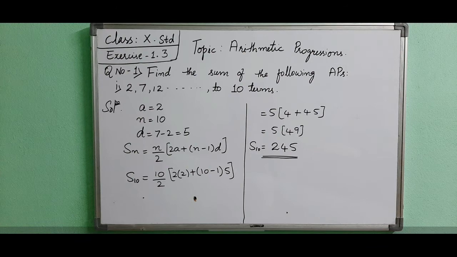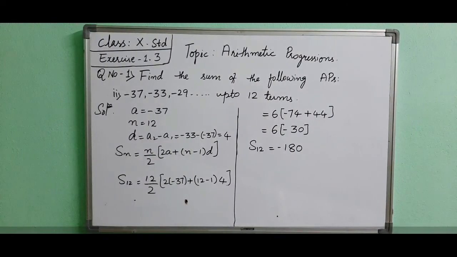Now we will go for the second question. Again we have to find the sum up to 12 terms. Like this if we write 12 numbers and add, what will be the answer? That we have to find here. a, the first term, is given as minus 37. n is up to 12 terms, so n is equal to 12. The difference is A2 minus A1, or you can take A3 minus A2. Any two consecutive terms we have to subtract.